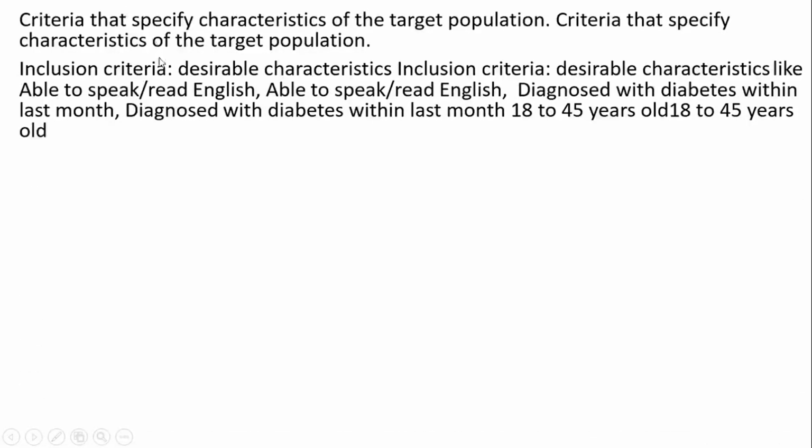Criteria that specify characteristics of a target population. The first one is inclusion criteria. That means desirable characteristics are the inclusion criteria, such as able to speak or read English, or diagnosed with diabetes last month.